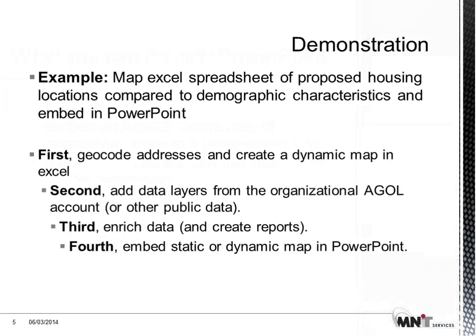So first, I'm going to geocode those addresses that are in my Excel spreadsheet and create a dynamic map of those locations. Second, I'll add data layers. You could add it if your organization has several data layers, or you can get some information and layers from the Esri world and really anything that's publicly out there and pull it into your map.